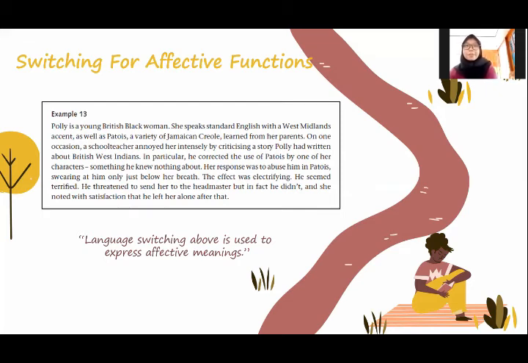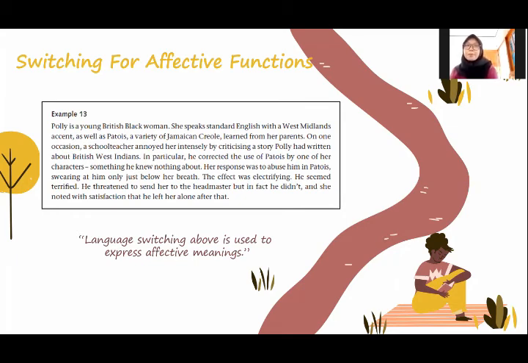Polly's switch to patois was here used to express affective rather than referential meaning. The teacher didn't need to understand the words. He simply needed to get the affective message. In other contexts too, switching between patois and standard English can achieve a range of interesting rhetorical effects.